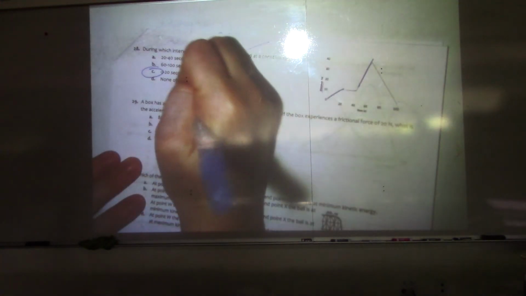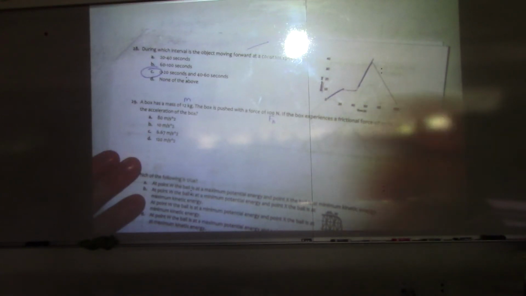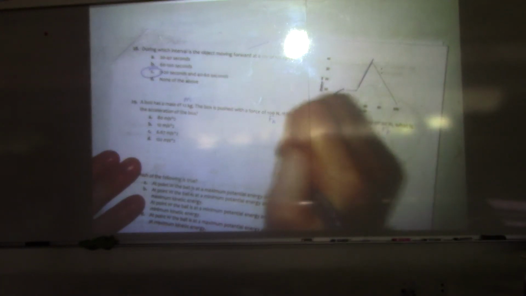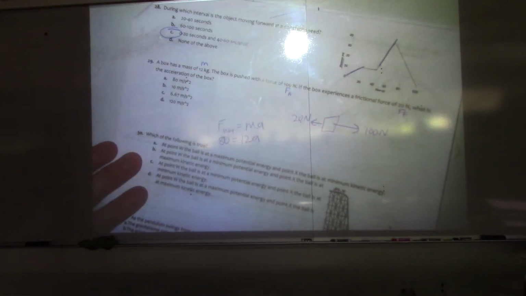I've got a mass, I've got an applied force, and I've got a friction force. What's the acceleration? So if I have an applied force of 100, friction goes against, so then I can get my net force. I would just subtract because they're in opposite directions. 80 equals mass of 12 times A, and then we just divide over. You get the acceleration of 6.67.